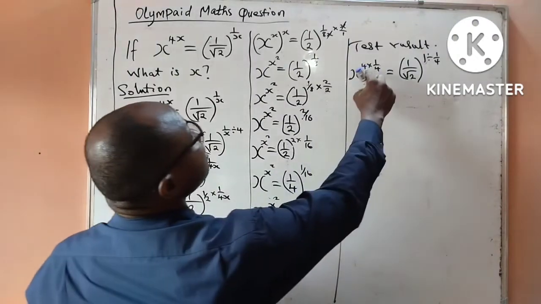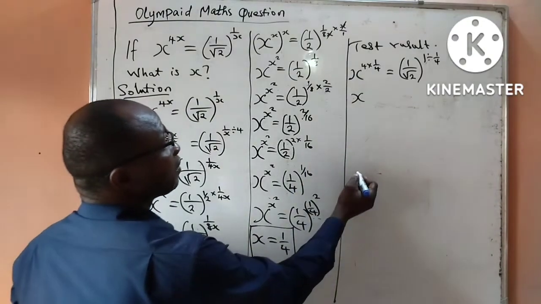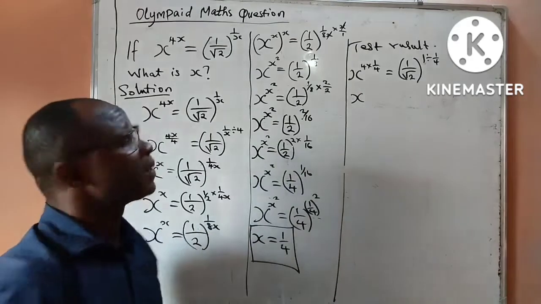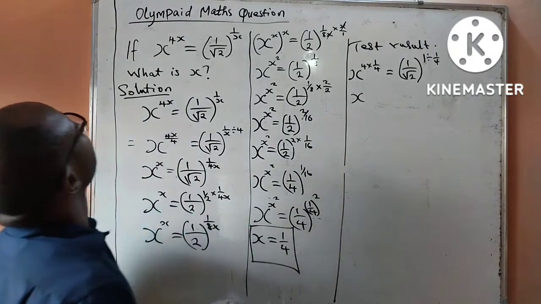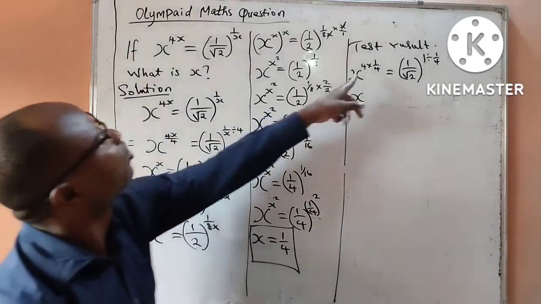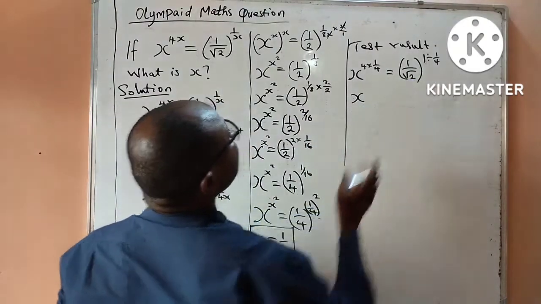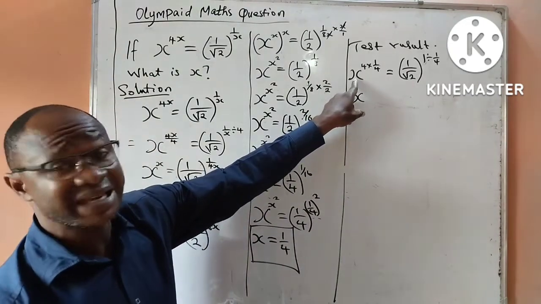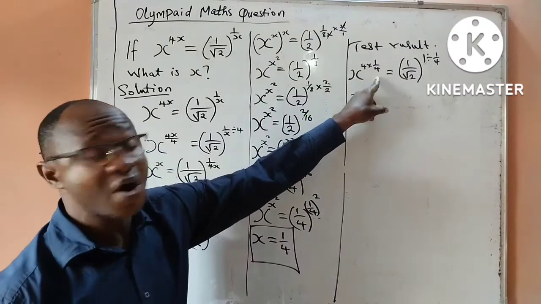Alright, move on. If we work on this, we get x raised to the power 1 because 4 times 1 over 4 is equal to 1. So we can now write x raised to the power 1. That is 4 raised to the power 1 over 4. Beautiful. Then, this side, let me also replace the value of x here. I will replace the value of x here with 1 over 4.